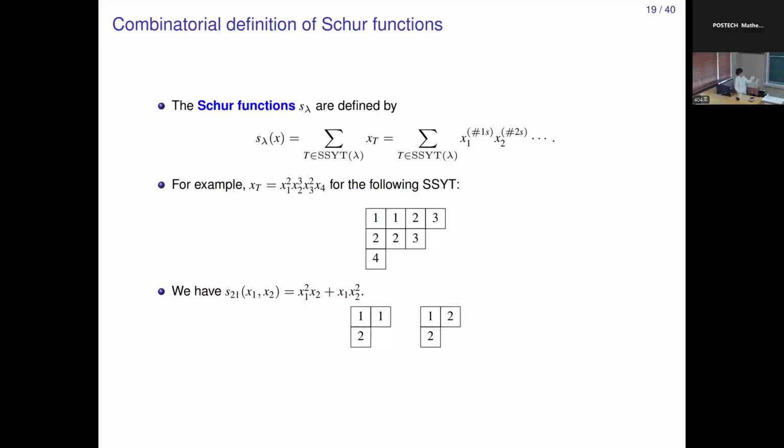And in fact, if you look at this definition, you will be wondering the following: it is not clear whether this is a symmetric polynomial. If you permute the numbers, you cannot simply permute the numbers here because it's not going to be an SSYT. So it's not clear, but it can be proved using a nice combinatorial involution. It's called the Bender-Knuth involution, but I'm not going to give you the details. But it is possible to prove the symmetry using just the combinatorics.